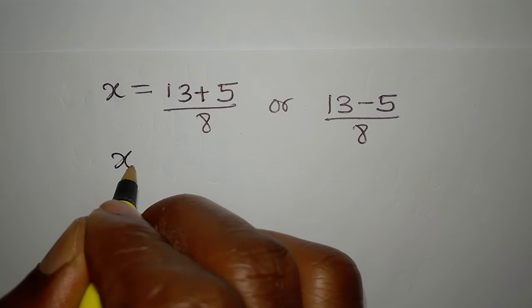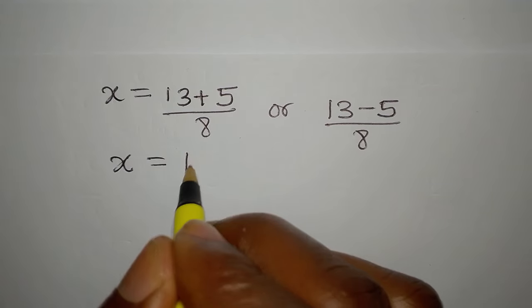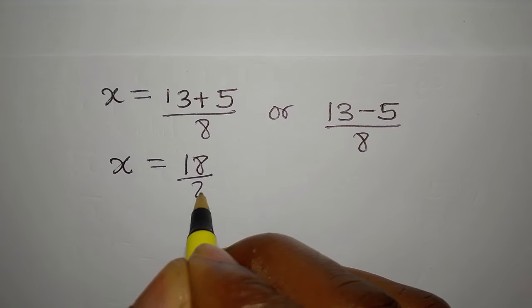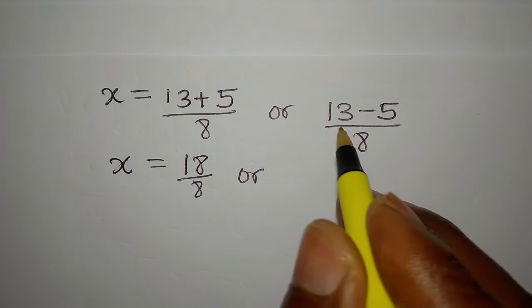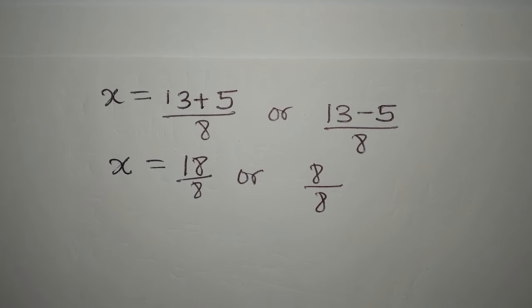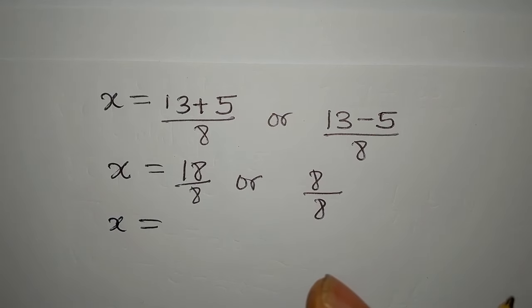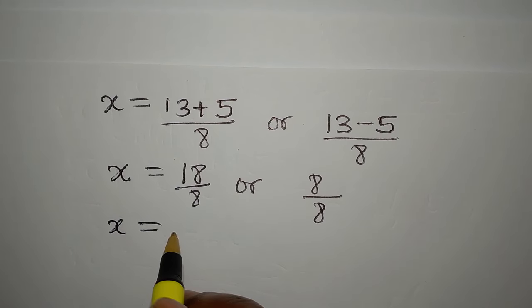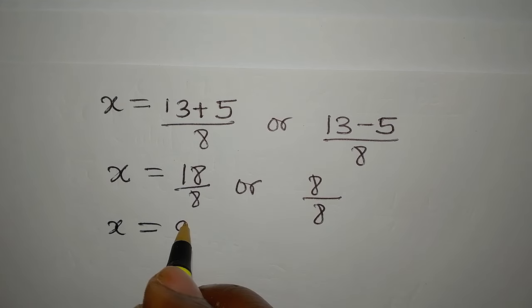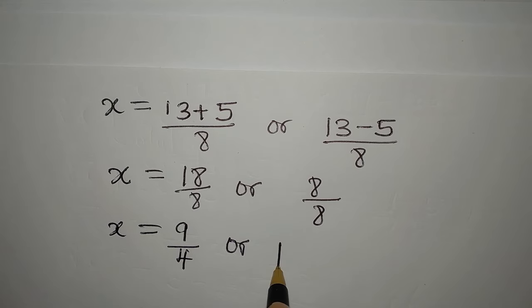Okay, so x will now be, this plus this will give us 18, that is over 8. Or this minus this will give us 8. Then we have 8 over 8. From here, 18, let's reduce it to the lowest fraction. So we have 2 into that is 9, and 2 into this is 4, or 8 over 8 is 1.